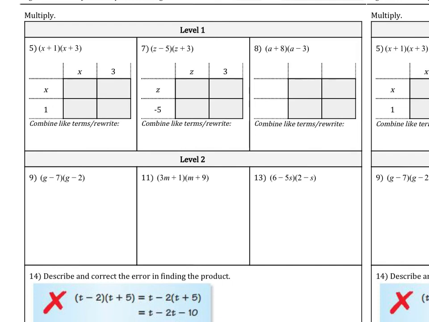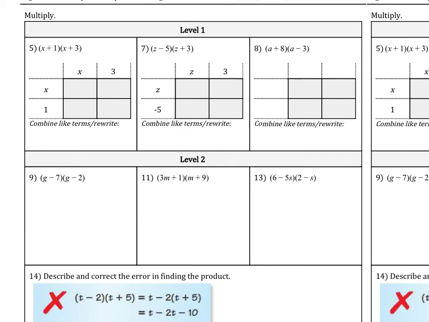Homework 7.3a. So we're going to do number 5 with the table method. To guide you, it's already written the first one on the side and this one, x plus 3, on the top. It doesn't matter if you write x plus 1 over here or x plus 3 over here. It really doesn't matter. So they decided the x plus 1 goes here and x plus 3 goes here. Again, it doesn't matter how you write.